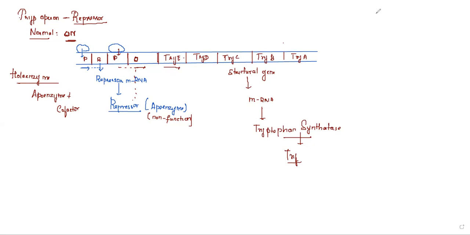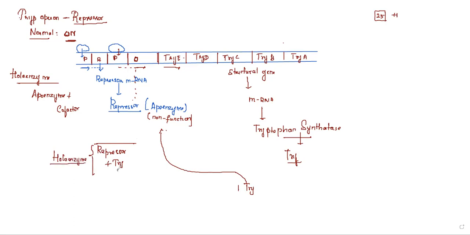Now, let's take a scenario. The tryptophan has to be only 25. It's just a case. Suppose one extra tryptophan is present. The extra tryptophan will go and bind to the repressor. The repressor as well as the tryptophan have bound with each other. Now they are not apoenzyme, they are going to be holoenzyme, which means they are functional. As they become functional, they go and bind to the operator regions.